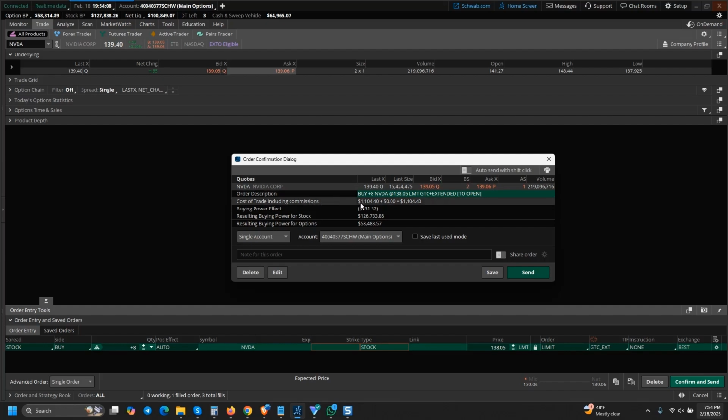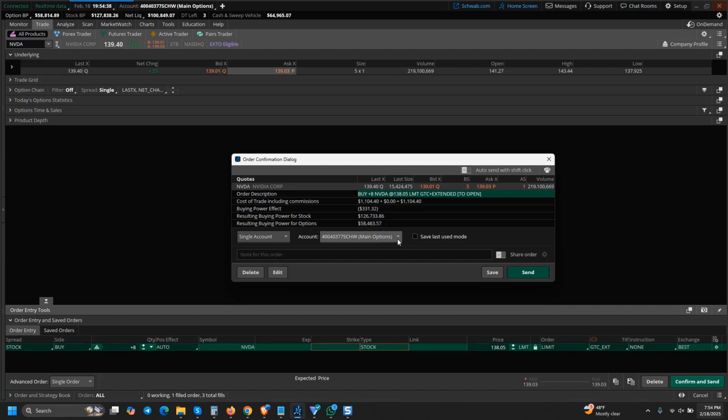The cost of the trade is 1104.40, plus there's no commission in this case. 1104.40 is my cost. It's going to cut my buying power by 331. That means I still have $126,000 in buying power for stock. My buying power for my options is 58,000. This is just a double check, so you know whether or not you have enough money to do this. It doesn't limit what else you want to do.